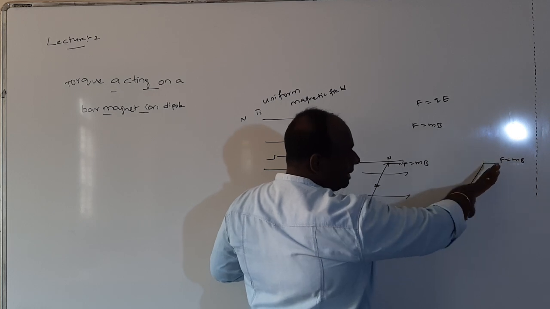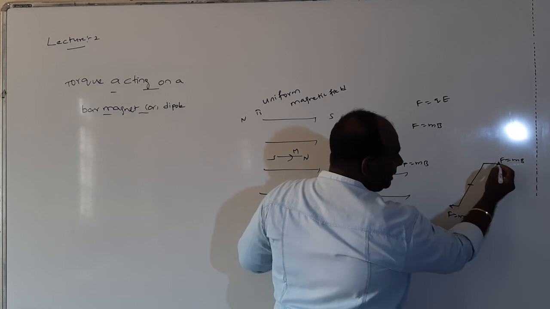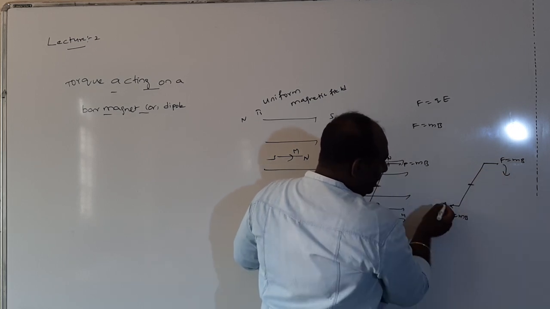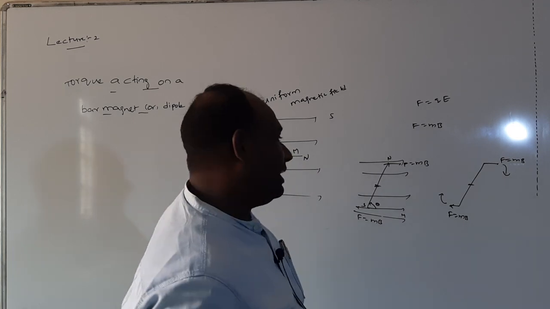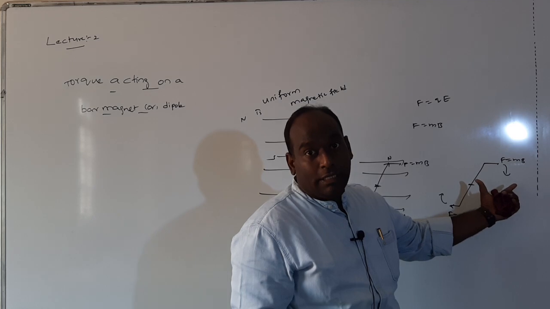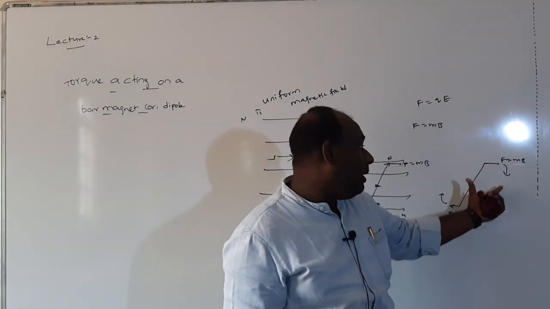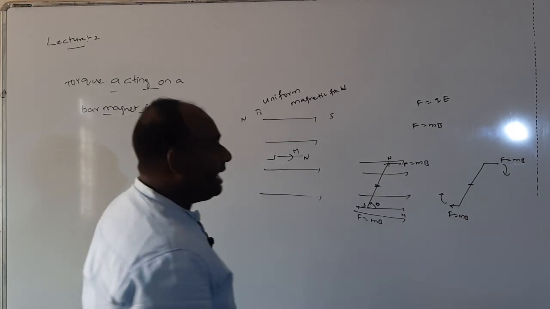So see, r bar cross f bar, this is r, this is f. Because of this force, the needle is trying to move in this direction. So restoring torque, we can say this force F B produces the restoring force. This restoring force tries to bring the magnetic needle into the mean position. So this restoring torque we can calculate.